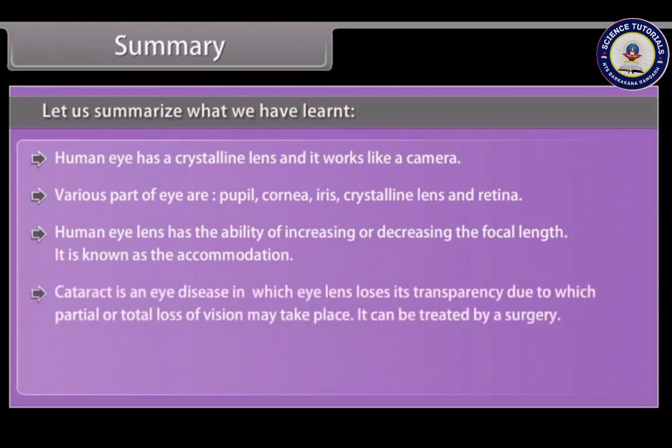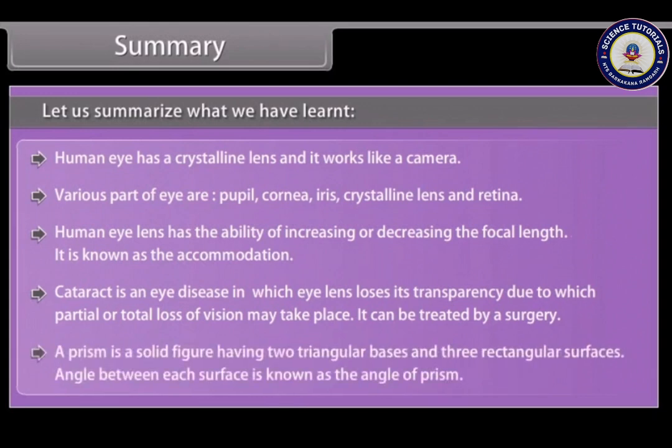Cataract is an eye disease in which the eye lens loses its transparency, due to which partial or total loss of vision may take place. It can be treated by a surgery. A prism is a solid figure having two triangular bases and three rectangular surfaces. The angle between each surface is known as the angle of prism.